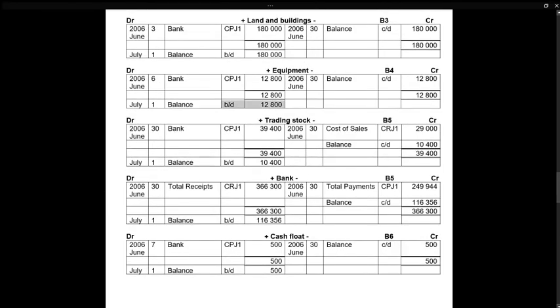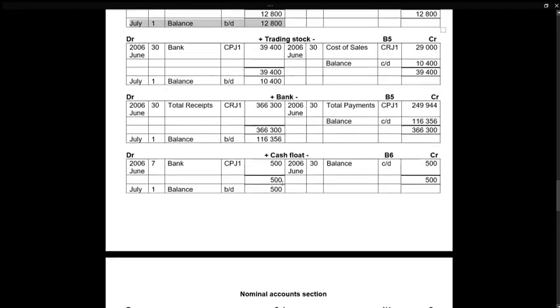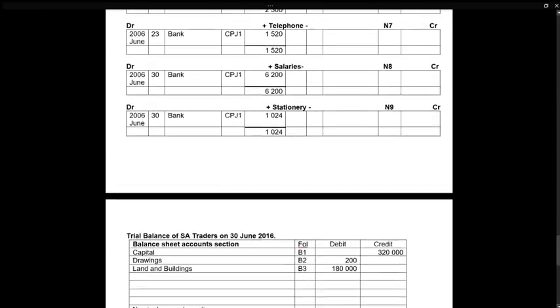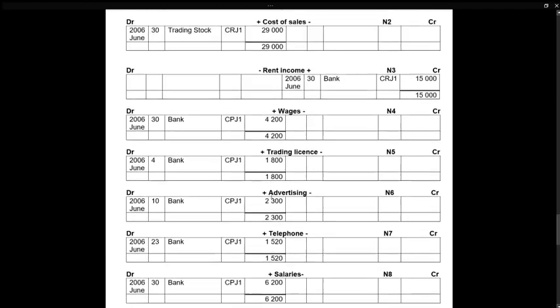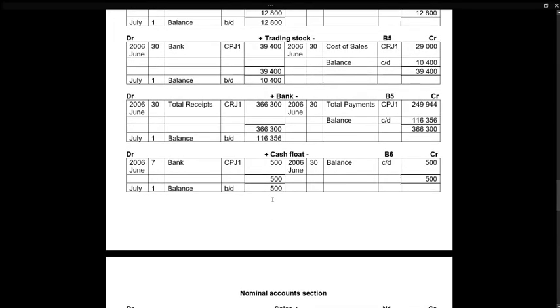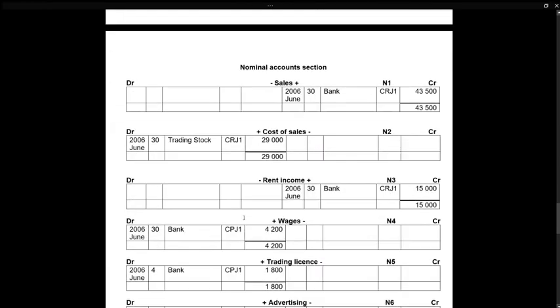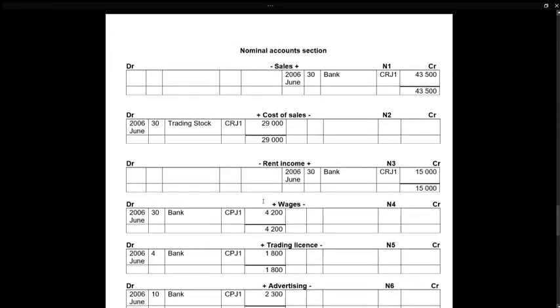Okay, B4. Equipment, debit balance of 12,800. Okay, so debit balance 12,800 Rand was B4, and it was equipment. Right, B5. B5, 116,356 my bank, and cash float will be B6, 500. I'm going to fill in both of them. Both of them have debit balances.